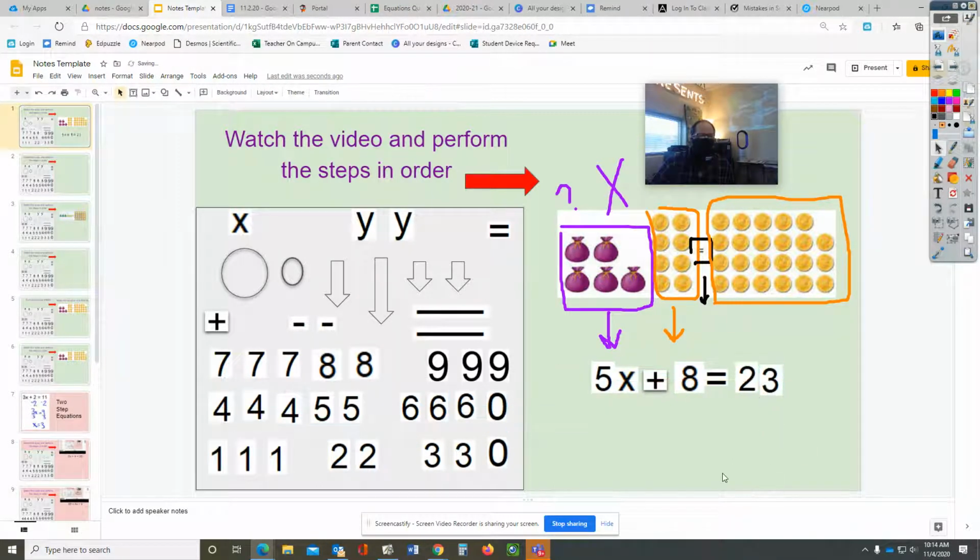So then my equation looks like this. 5x plus 8 equals 23, or 5 pouches plus 8 coins equals 23 coins. And that's all we're going to do right now. In the next one, we're going to solve it, but first, we need to write it.